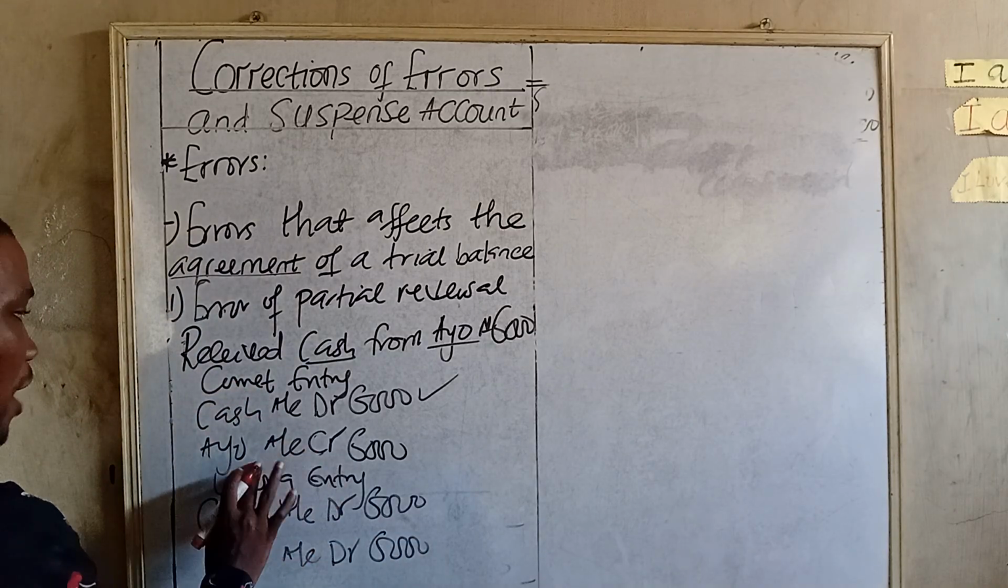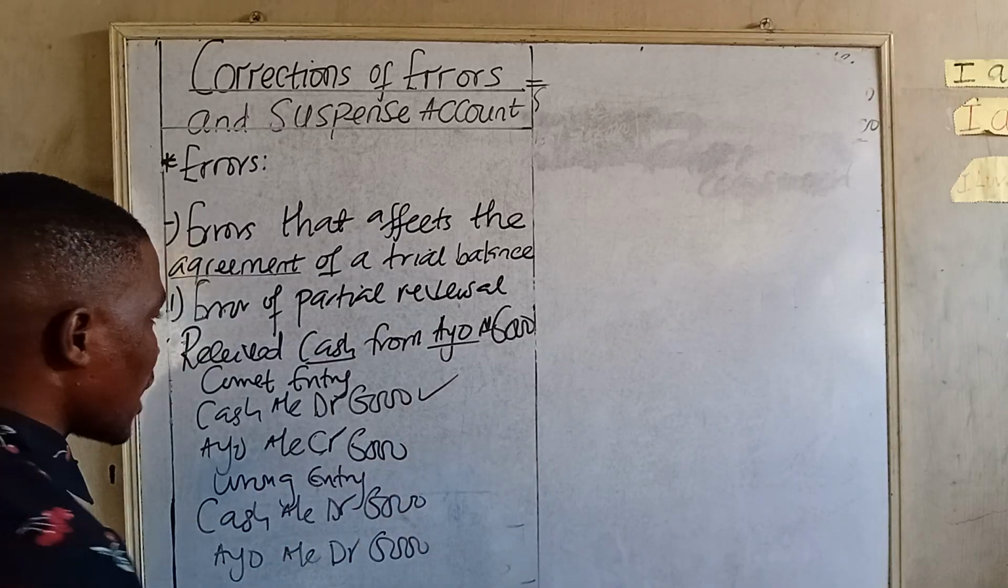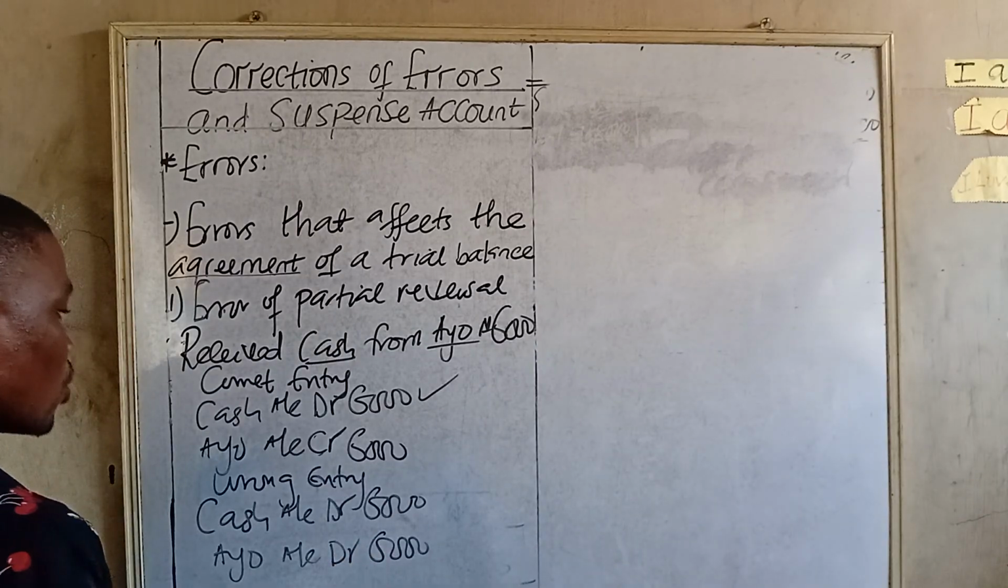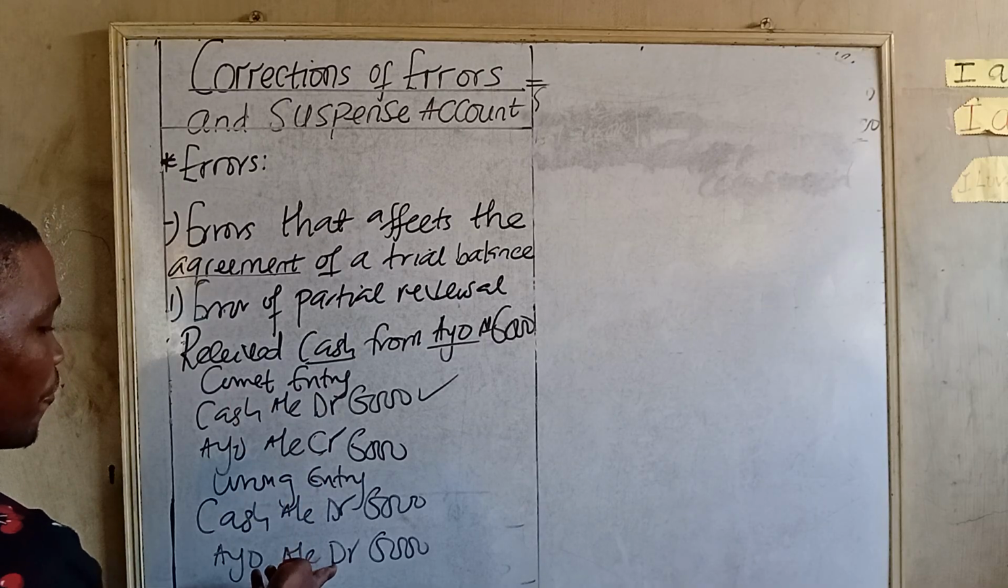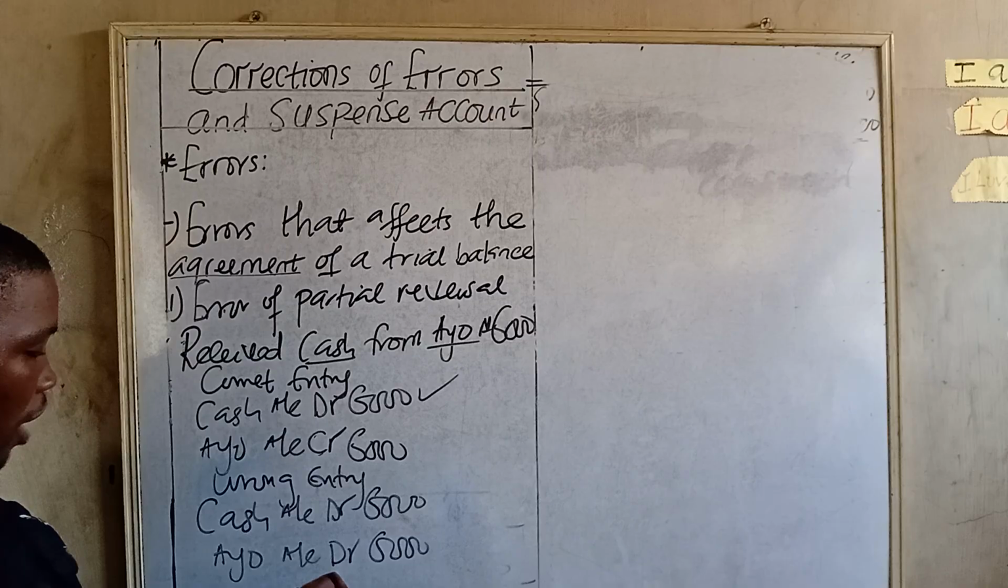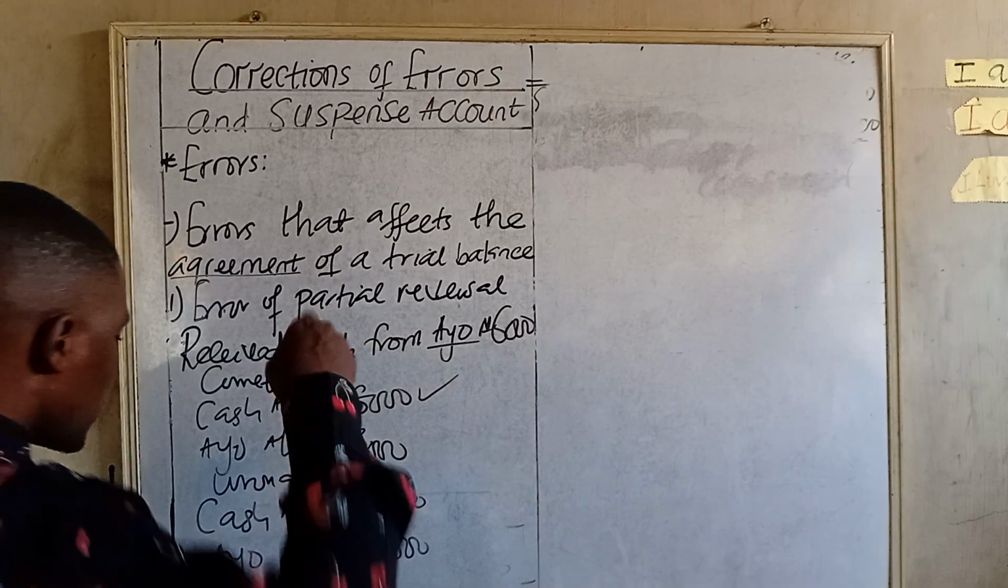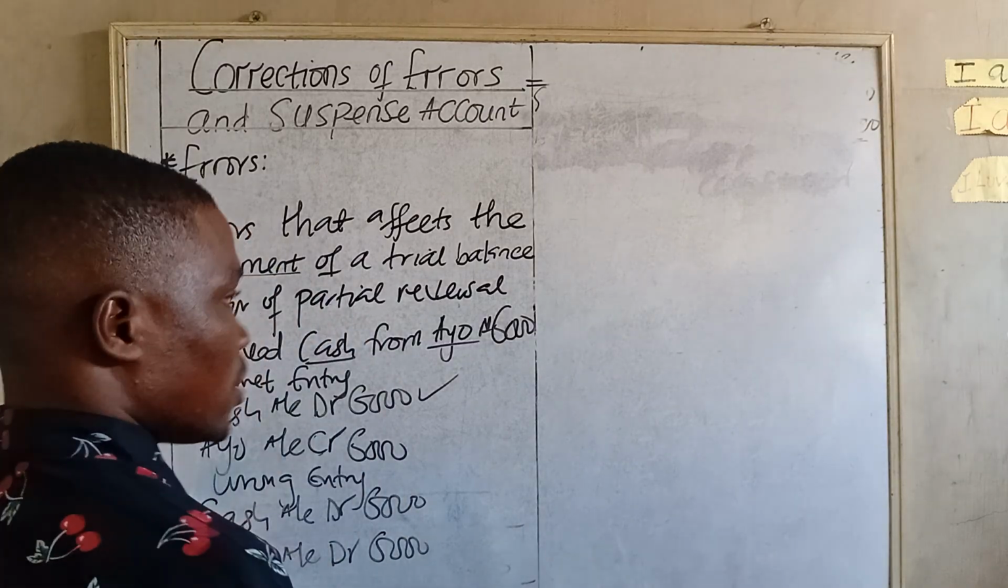I'm supposed to have credited Ayo with 6,000. We're now going to go and debit Ayo with 6,000. So we have already committed what? Error of partial reversal. We reversed this account here. So how do we now correct the error?